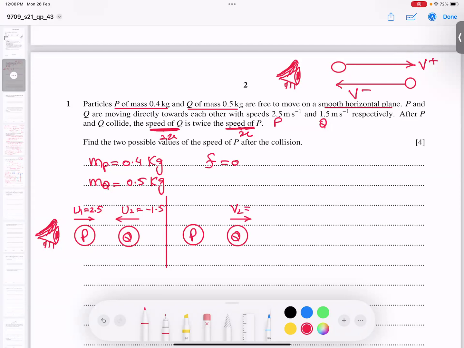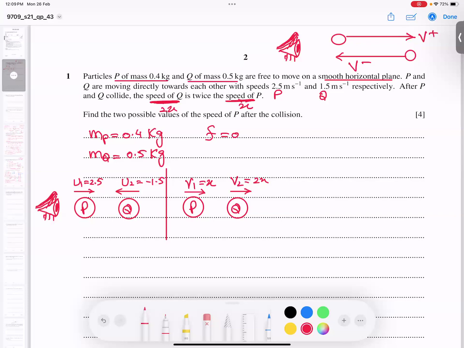V1 has two choices. One is right side, and for the other I will draw it backwards. This is V1. This is one option. If the speed of P is x, then Q's becomes 2x. So this is situation number 1.